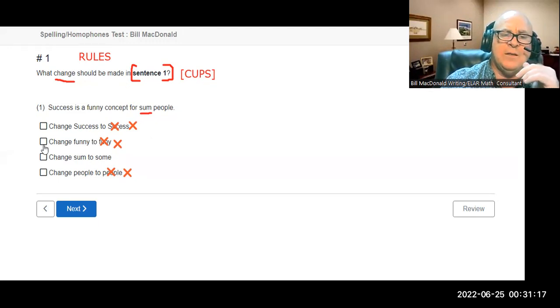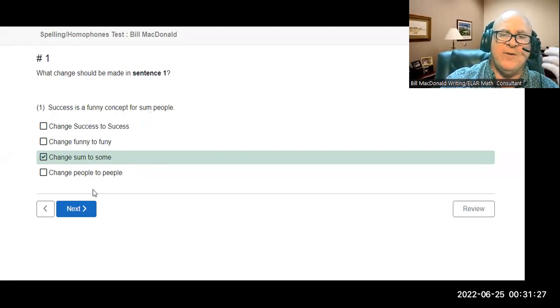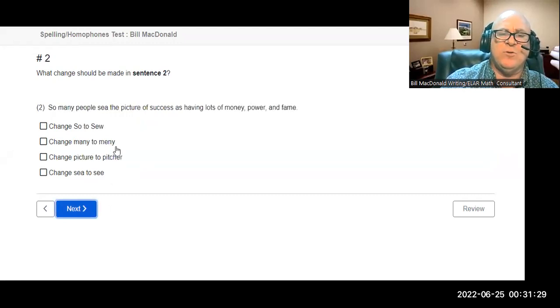So when we pick the answer, we'll change some to some, okay? And as I teach you the strategies, I'm going to go faster and faster so that we don't have to spend too much time on each one, so that I can get you through the process of the test.